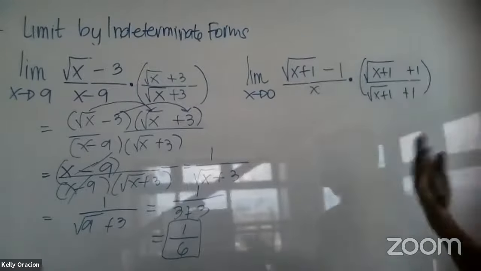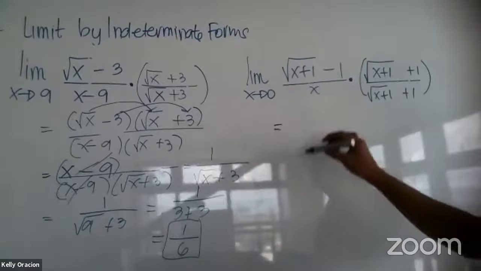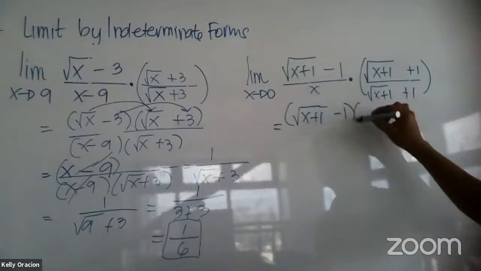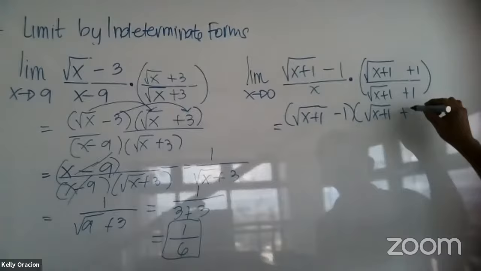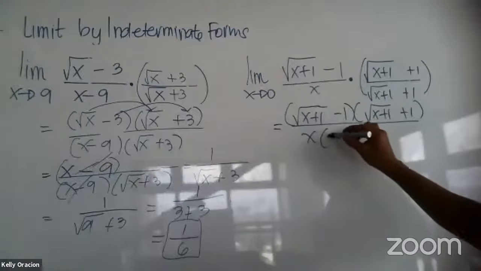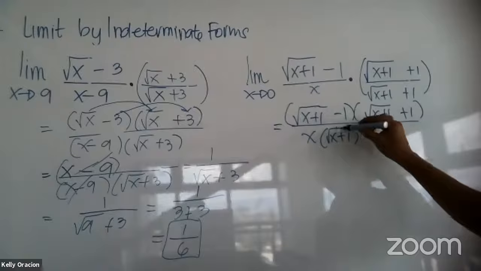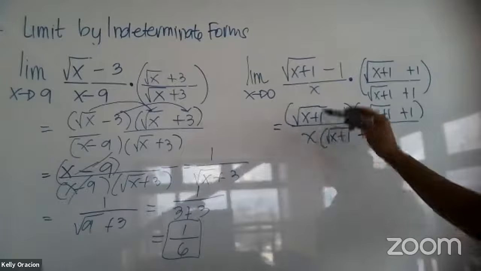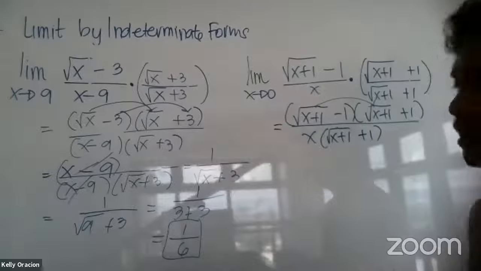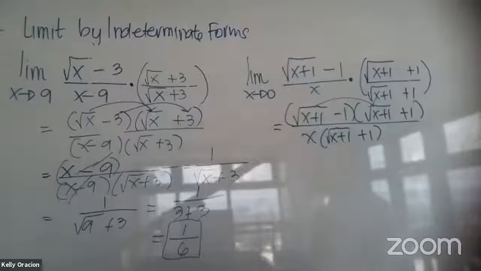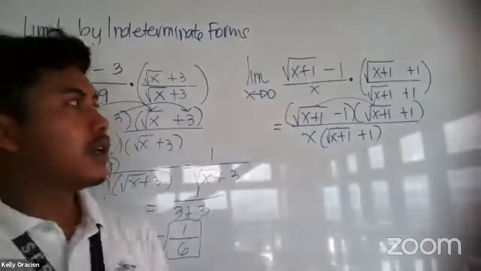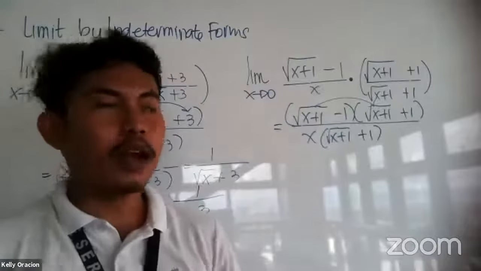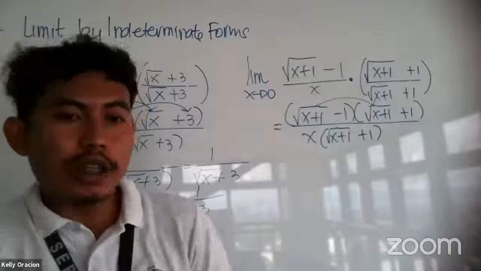Term, term. So change. So you have here multiply square root of x plus 1 minus 1 over x times square root of x plus 1 plus 1. Multiply using the technique. This is a concept of sum and difference. Again, this is a concept of sum and difference. Parehas. 1, 1 parehas. Ang kaibahan lang, ang isa plus, ang isa minus. So that's the concept of sum and difference.